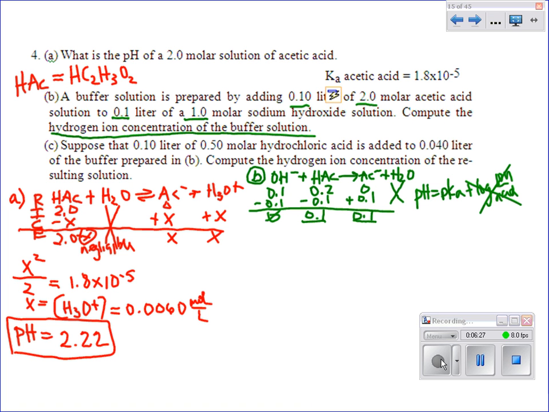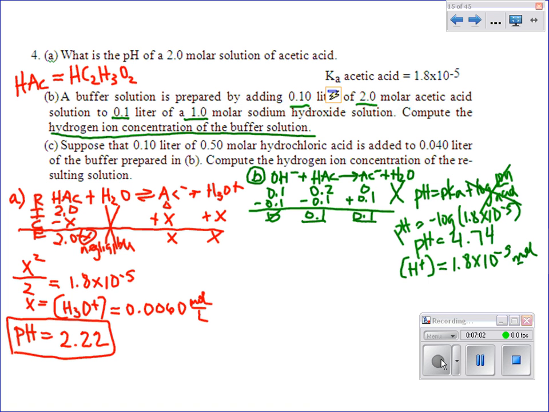Okay, but let me show you. Because we're looking for the H, the negative log of the K is equal to the pH. I'm just going to show you the long way why we are doing way more work than we need to. That gives us a pH of 4.74, but we need the H+ concentration. What's 10 to the negative 4.74? We already had it. We didn't need to do that. It's 1.8 times 10 to the negative 5th moles per liter, and that was the answer to that part.